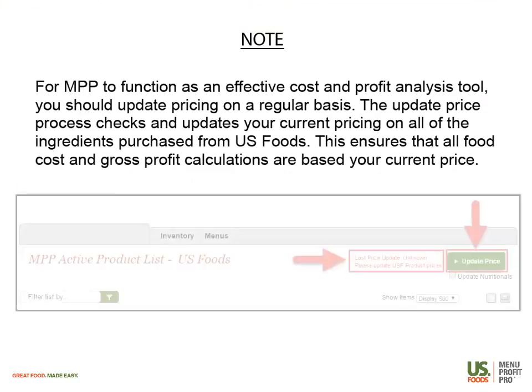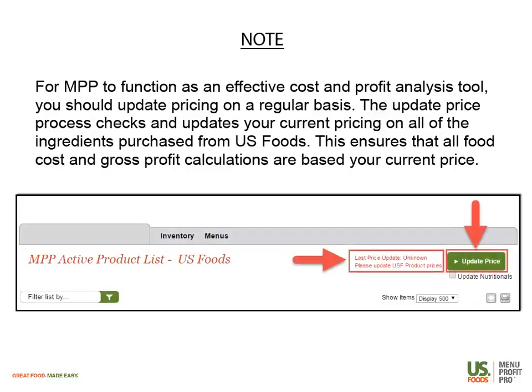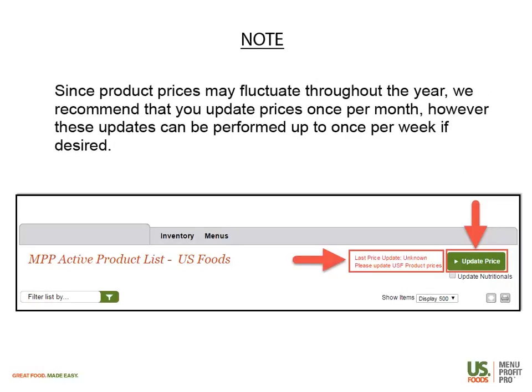Note: for MPP to function as an effective cost and profit analysis tool, you should update pricing on a regular basis. The update price process checks and updates your current pricing on all of the ingredients purchased from US Foods. This ensures that all food cost and gross profit calculations are based on your current price. Since product prices may fluctuate throughout the year, we recommend that you update prices once per month. However, these updates can be performed up to once per week if desired.